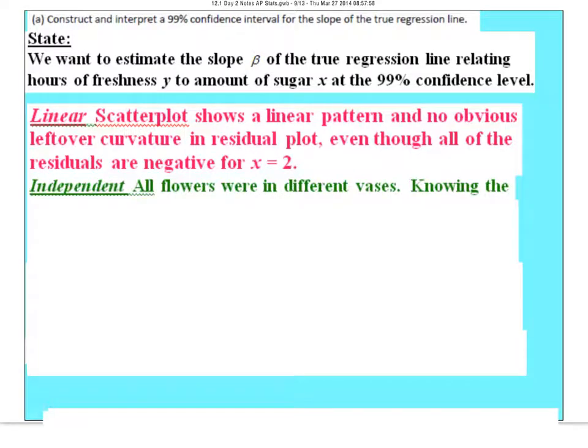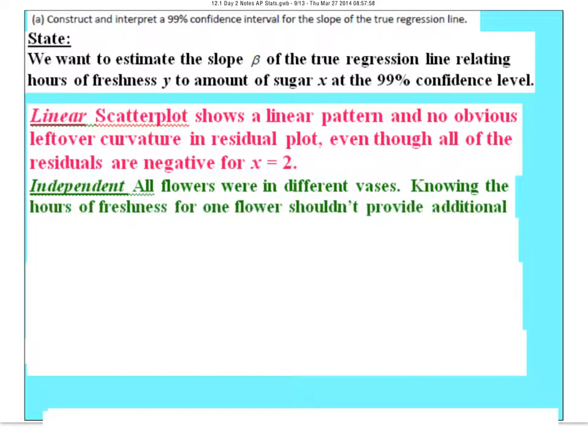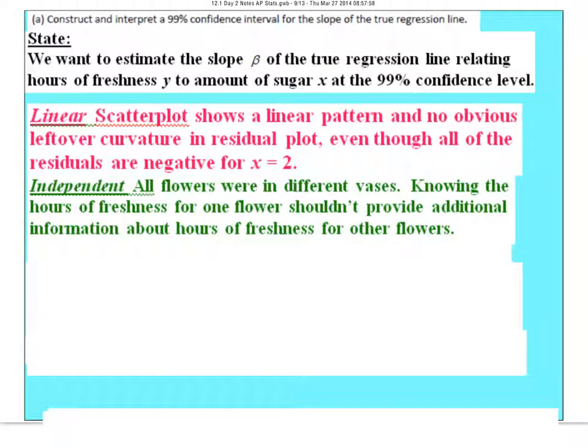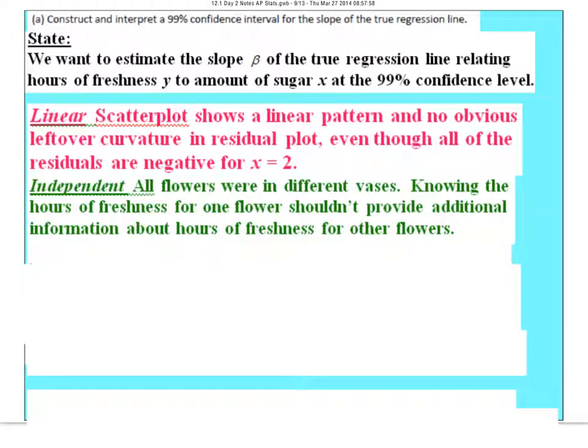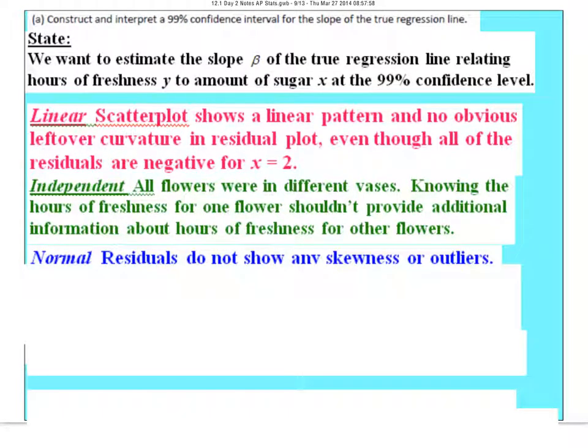For independence, all the flowers were in different vases. Knowing the hours of freshness for one flower shouldn't provide additional information about hours of freshness for another. We set up this experiment fairly and adequately, so independence is met. For normality, look at the residuals histogram. We're going to notice the residuals do not show any skewness or outliers in that histogram, so we can assume approximately normal.